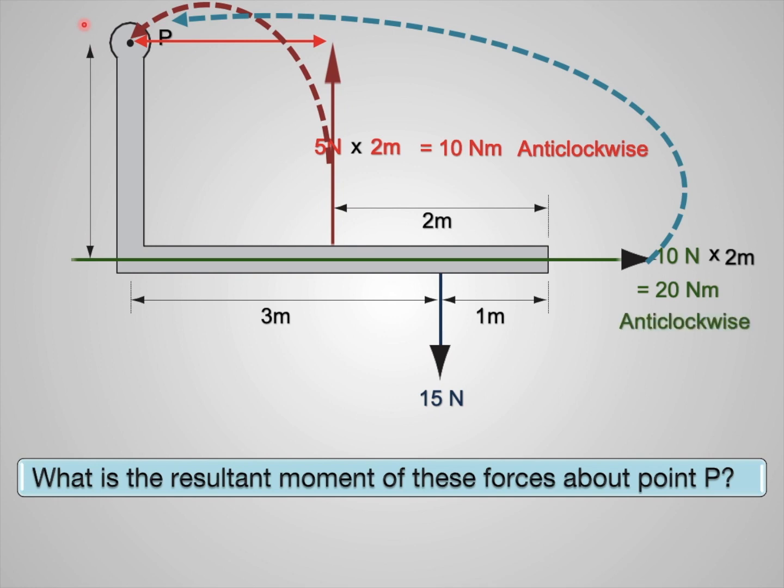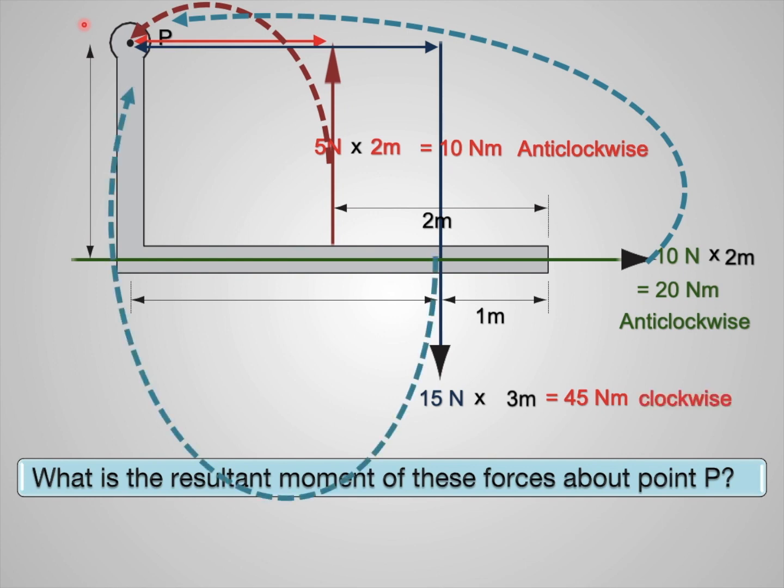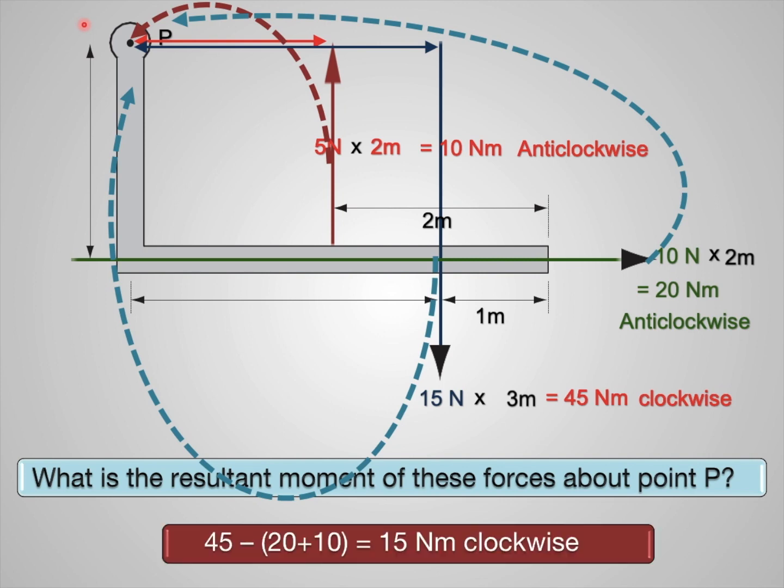Now let's think about the 50 Newton force. Again you have to extend the force because the pivot is far away. Then find the perpendicular distance. Directly you can measure from the bottom. It will be 3 meters. So force into distance, you will get 45 Newton meter. Now clockwise or anti-clockwise? Let's bend the force. You can see it's going clockwise. Means you have 45 clockwise and 10 and 20 anti-clockwise. Let's find the resultant. The resultant will be 45 minus 30, 15 Newton meter clockwise.